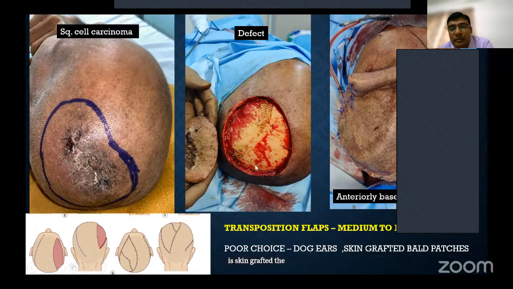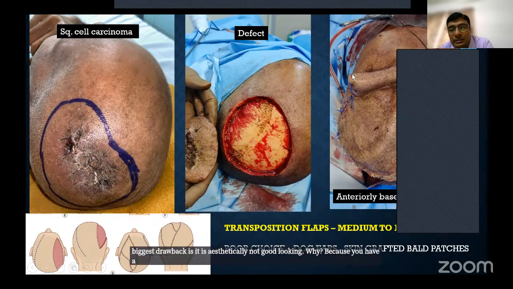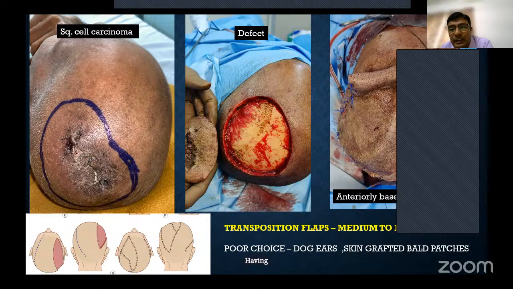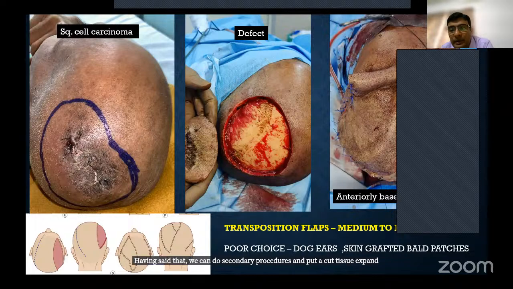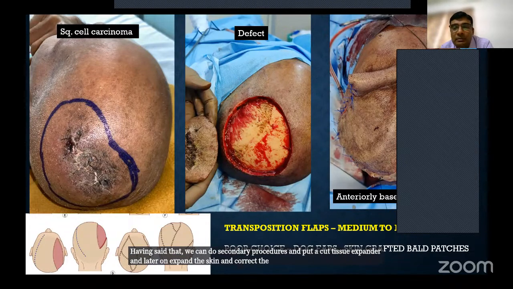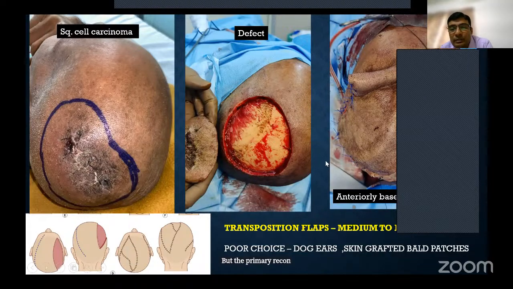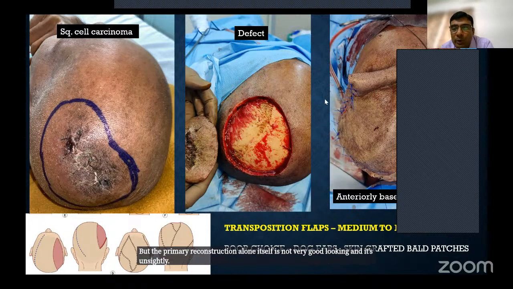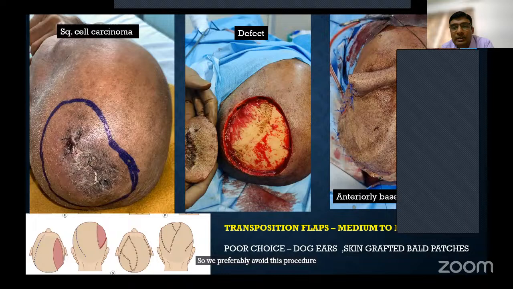The biggest drawback is it is aesthetically not good looking. Why? Because you have a big dog ear, which is seen on one side, and on the other side is a big bald patch of skin grafted area. Having said that, we can do secondary procedures, put in a tissue expander, later expand the skin and correct the dog ear also. But the primary reconstruction alone is not very good looking, and it's unsightly. So we preferably avoid this procedure nowadays because we have better ways to do it.